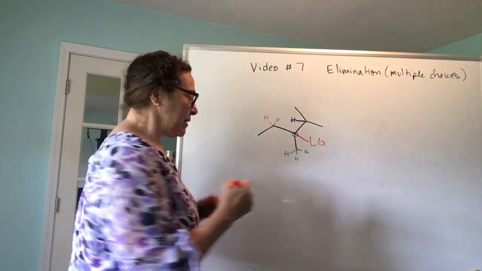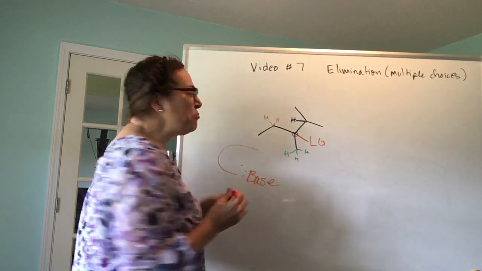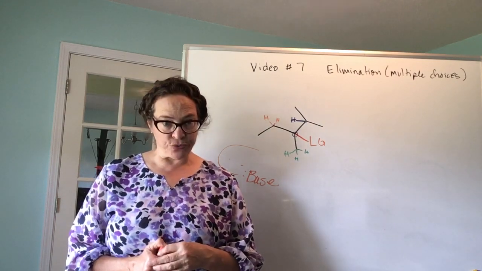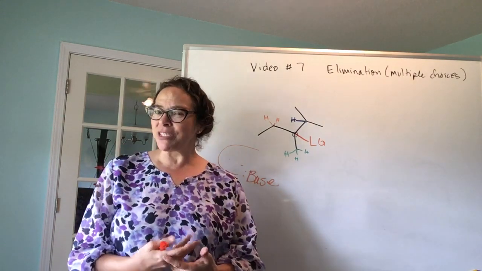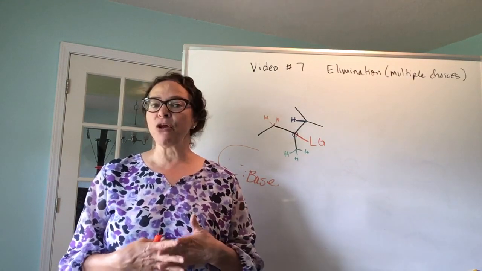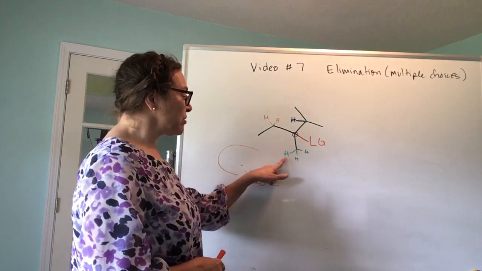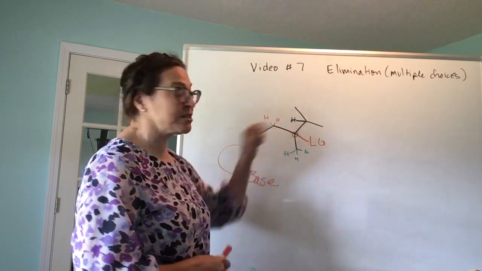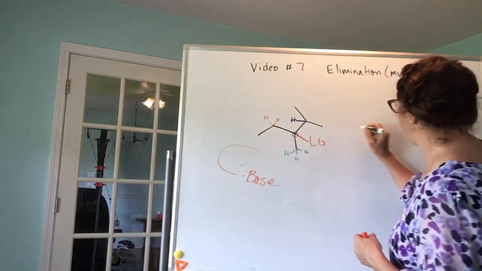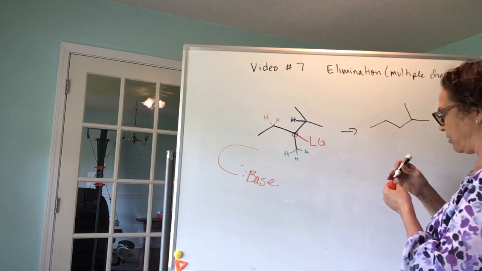So if I have a base, and a base is going to come and remove one of these hydrogens, which hydrogen is it going to choose? Now, all of the hydrogens have pretty much the same partial positive charge. So the base is not going to know the difference between any of those hydrogens. We could go just by the numbers. This is 3, this is 2, this is 1. So the chances are that we could produce, and I'm going to do over here, we could produce this compound.